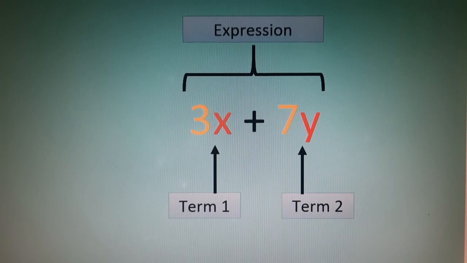So in the first term, 3 is the coefficient and x is the variable. In the second term, 7 is the coefficient and y is the variable. So in this expression, there are two terms, 3x and 7y, two variables x and y, two coefficients 3 and 7.